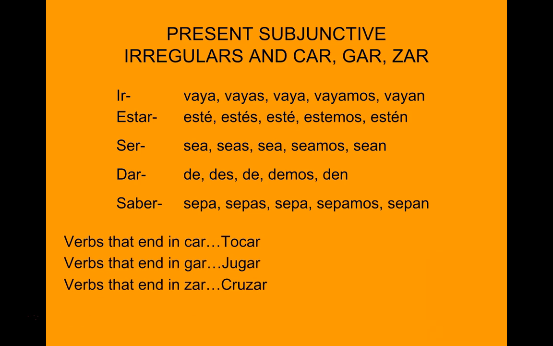Car, gar, zar are also irregular. If a verb ends in C-A-R, we need to change it to a Q-U-E ending. If not, we would be pronouncing toses, but we want to keep the sound of the infinitive, which is a K sound, a hard C, so we want toques, toque, toquemos. To keep the hard G sound in jugar, or any verb that ends in G-A-R, we need to make it a G-U-E ending.